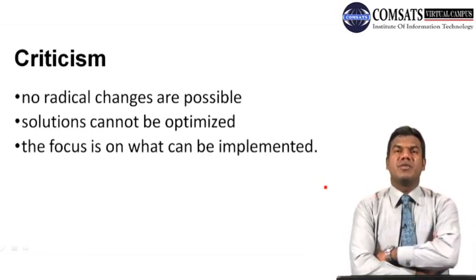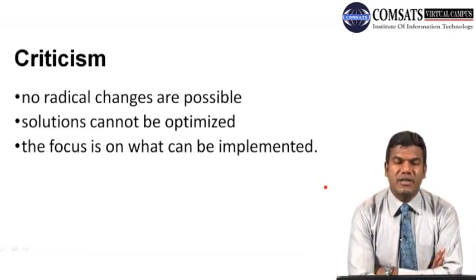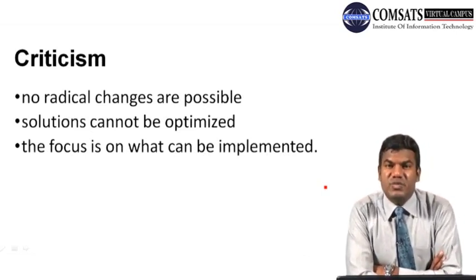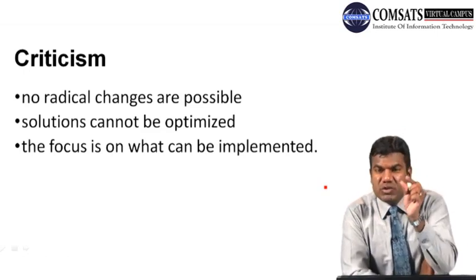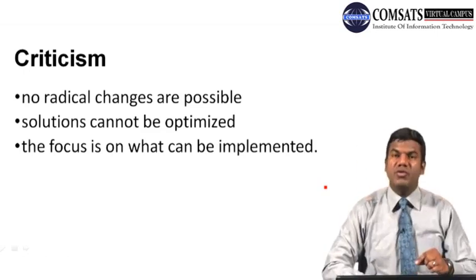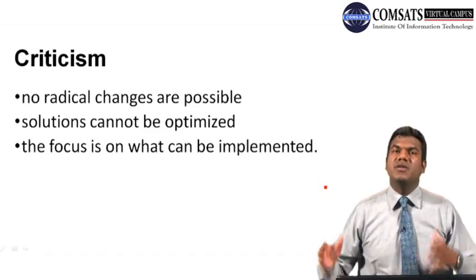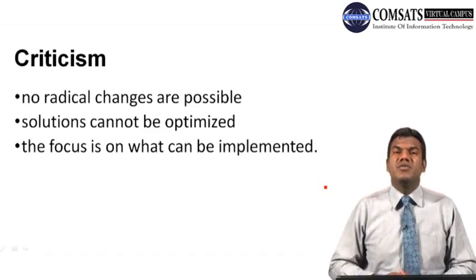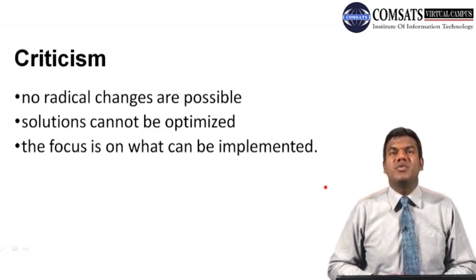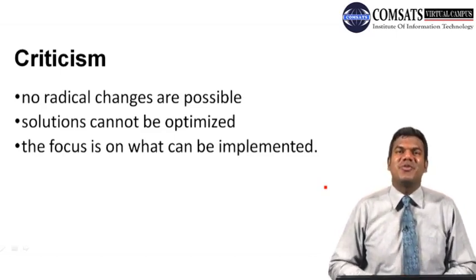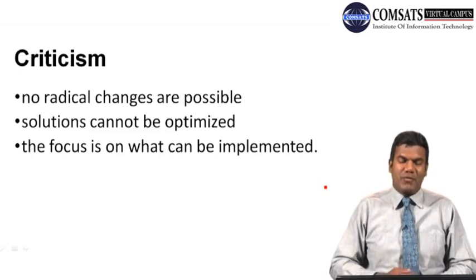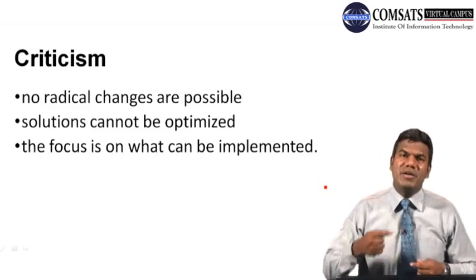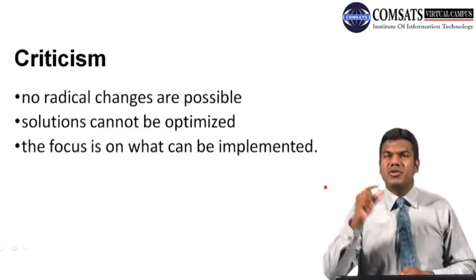Ab is pe criticism kya hua? Criticism is pe ye kiya jata hai that no radical changes are possible because we are doing this planning very छोटे छोटे छोटे स्टेप्स में कर रहे हैं. तो अगर कोई बड़ा एकदम रेडिकल स्टेप लेना है तो इस फॉर्म ऑफ प्लानिंग मॉडल में हम नहीं ले सकते. Second, solutions cannot be optimized क्योंकि we are not going for the best, we are just going for the satisfactory and the focus is on what can be implemented. जब हम कहते जी फटाफट implement कर दें, then we are talking about the short run thing.